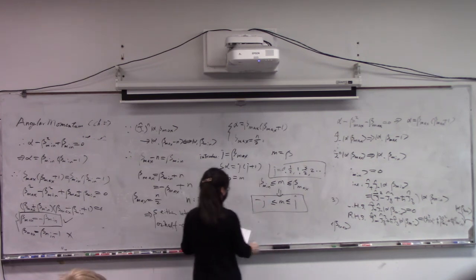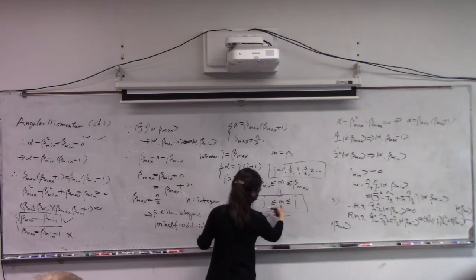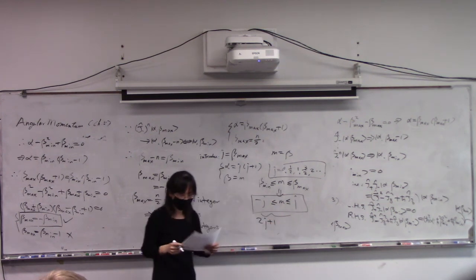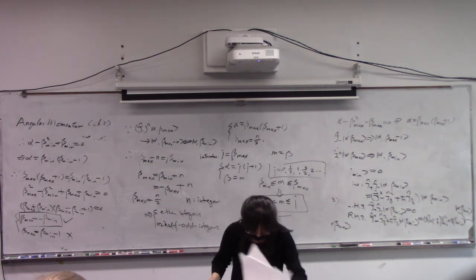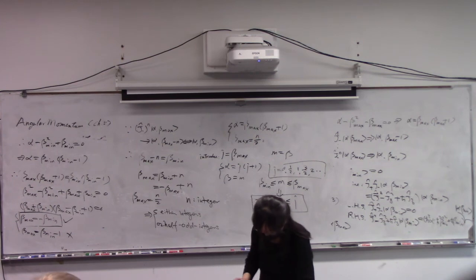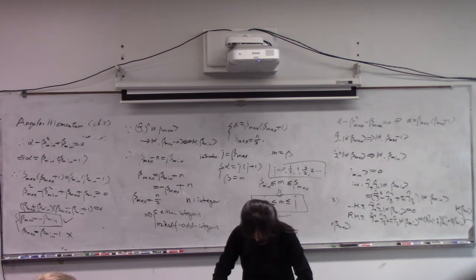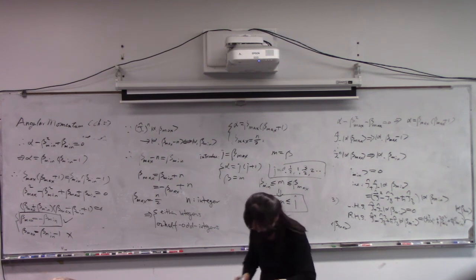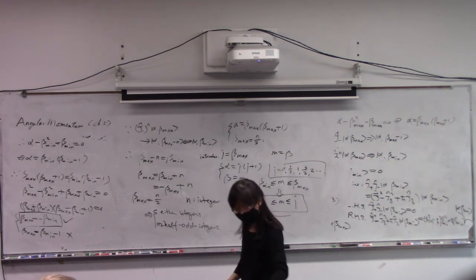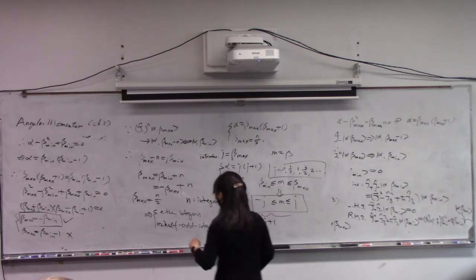And how many values are allowed for a given J? 2J plus 1, right? We have 2J plus 1 values of M when J is given. All right, I think we have discussed the general formalism of the angular momentum operator. Then next Monday we are going to play with some expectation values in detail, then we go to the spin operator.